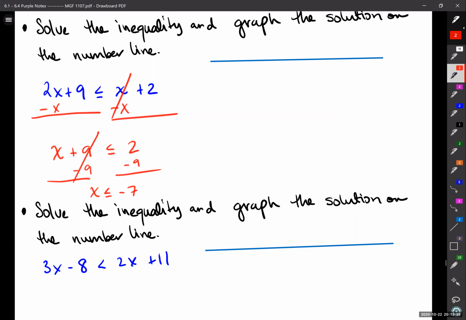Now remember, adding and subtracting doesn't change the sign, just multiplying or dividing by a negative number. So we've got our -7. We can be equal to it, and we want to be less than it. So to be less than means to be to the left.